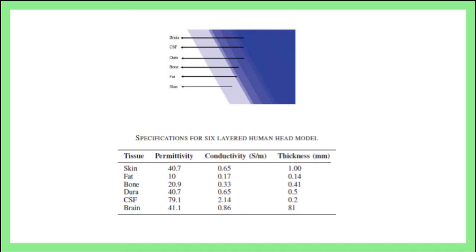These human tissues have different electrical properties like permittivity and conductivity depending upon the frequency, as well as geometry, tissue size and also water content. The 6 different tissues are namely the skin representing the outermost layer of the human head, the fat that is present under the skin, the bone representing the skull, the dura, which is the thick membrane made of dense, irregular connective tissue that surrounds the brain, the CSF, cerebrospinal fluid, which is a clear fluid that surrounds the brain and the spinal cord, and finally the brain.